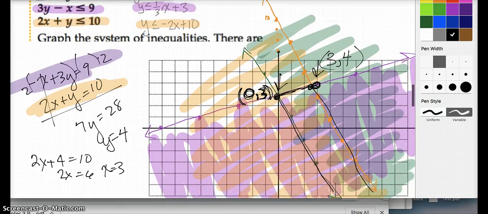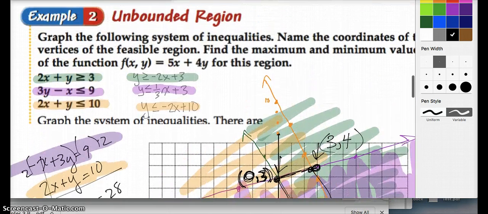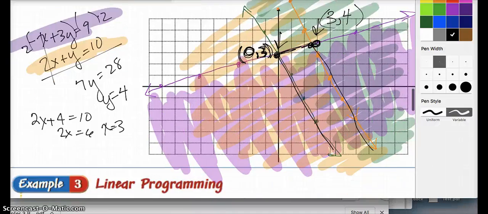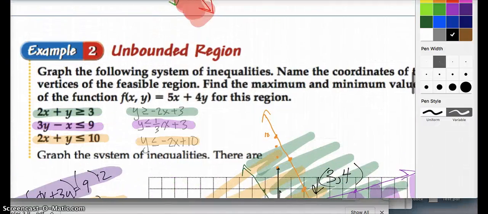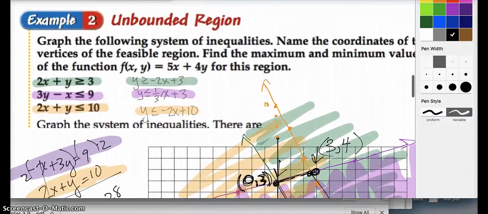So these are the 2 points that I can check, but realize that this is an unbounded region, and what we're looking for here is not only the maximum, but we're also looking for the minimum value of the function. So the 2 corner points are going to be really helpful for us. Let me set up a little chart for us.